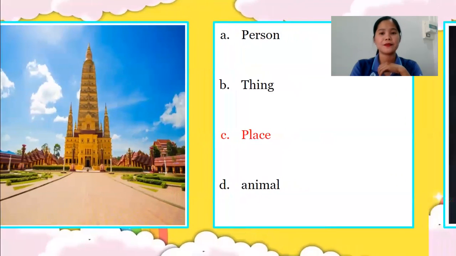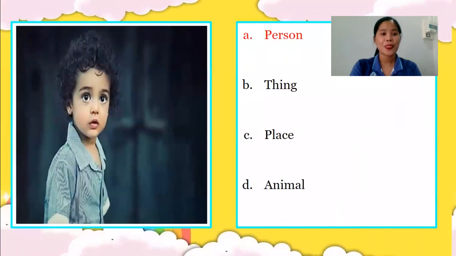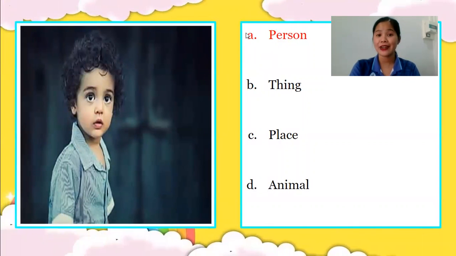Okay, next. So, the last one. In this example, this is a baby. A baby boy. Which kind of noun does it belong to? Letter A, person. B, thing. C, place. Or D, animal. What is your answer? Okay, the correct answer is letter A. We have person. The babies, the mother, the father, the sister, the brother, teachers, students. They are what we call person. Do you understand? Very good.